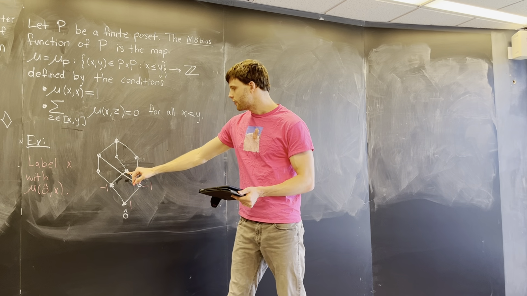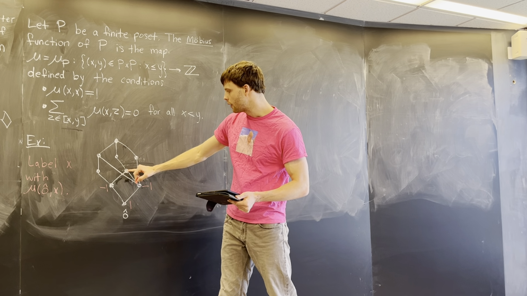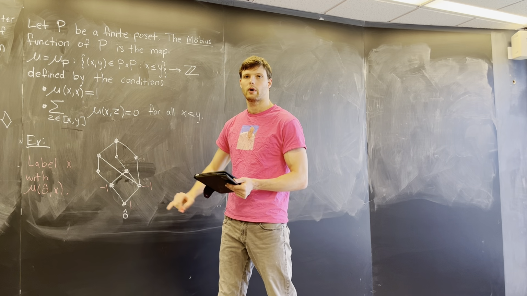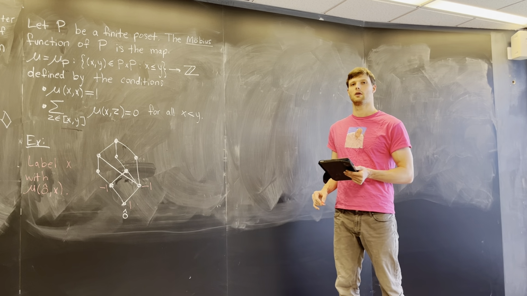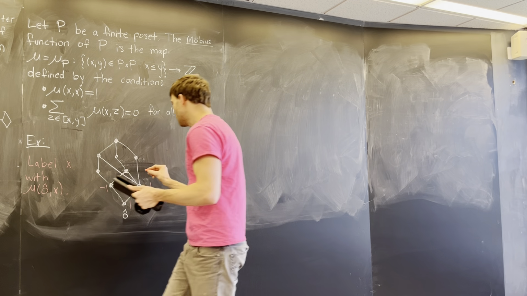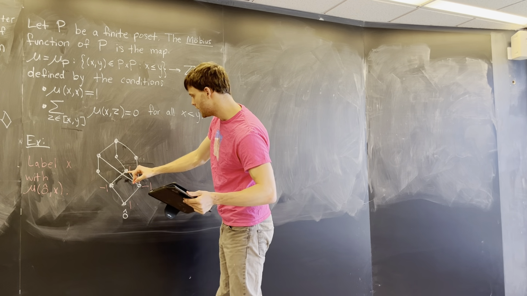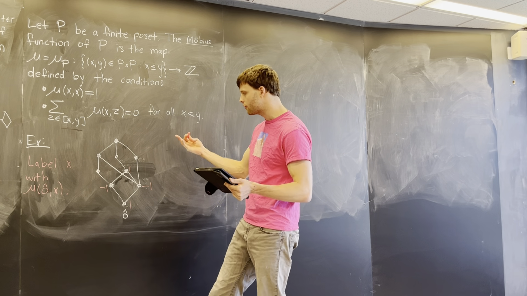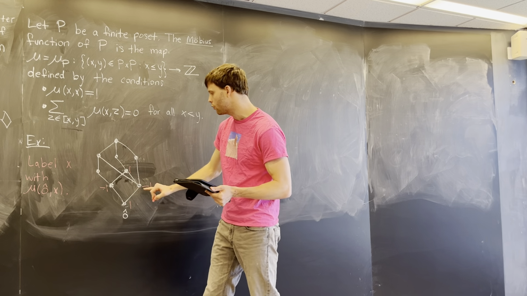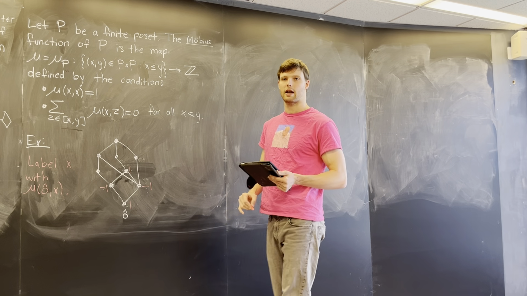And then, okay, so what would this element go to? Or like if I want to label this element here, what would I label it with? 1. Yes, 1. Because I want the interval from the bottom element to this element, these 4 elements, I want the sum to be 0, so I already have 1, minus 1, minus 1. So to make it 0, that has to be a 1.